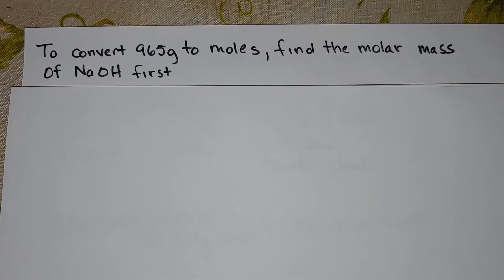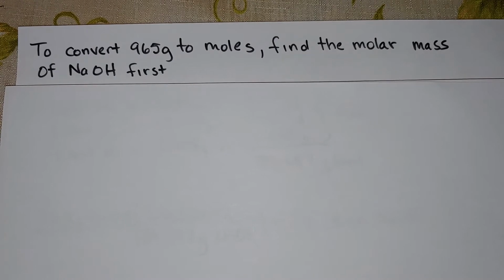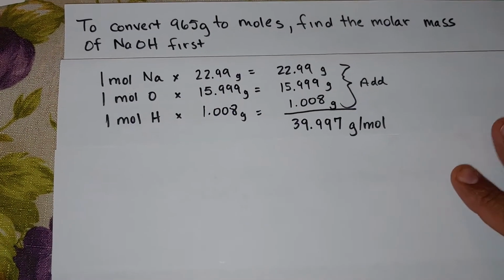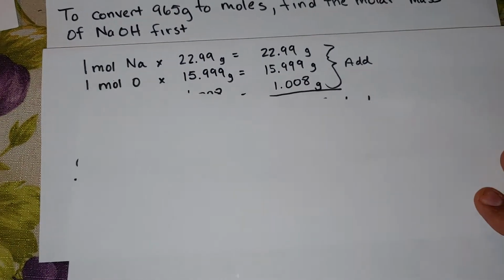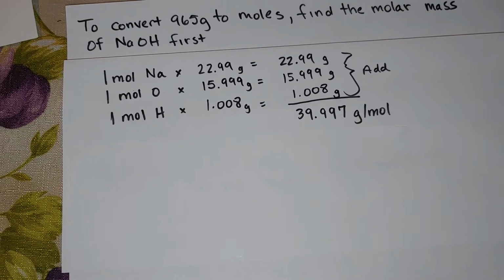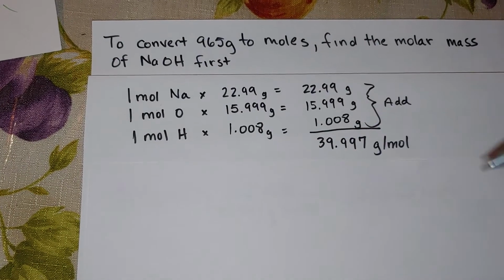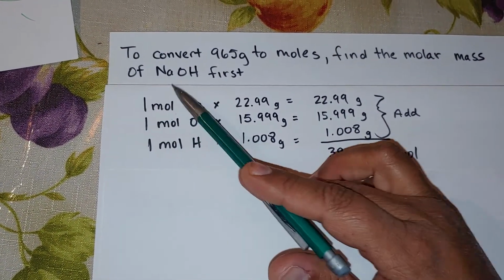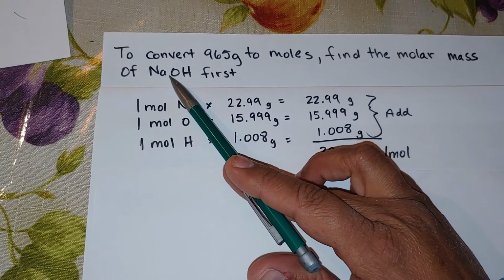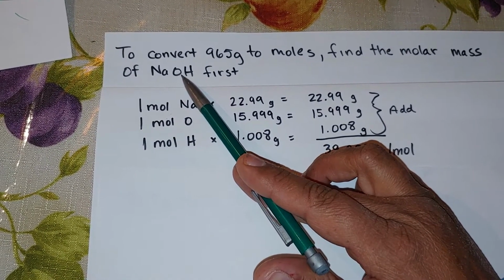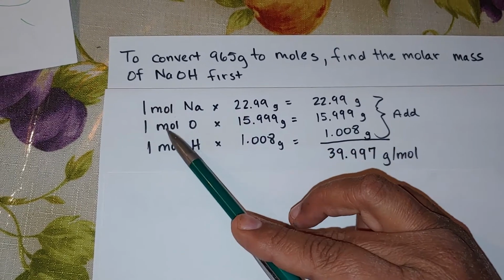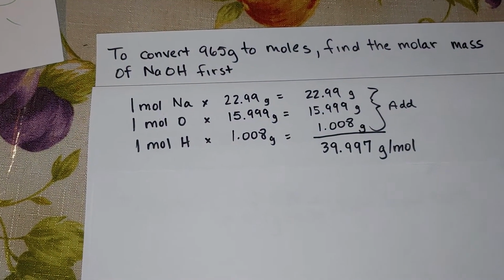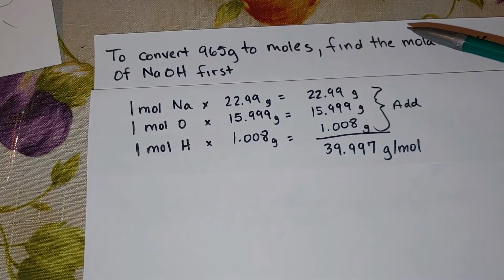To do that conversion, we've got to first find the molar mass of sodium hydroxide. Same procedure that we did before, using your periodic table and the formula that's given to you. So we've got 1 mole of sodium. There's not a number there, so it's interpreted as 1. We've got 1 mole of oxygen and 1 mole of hydrogen. Those are the 3 elements in the formula for sodium hydroxide.